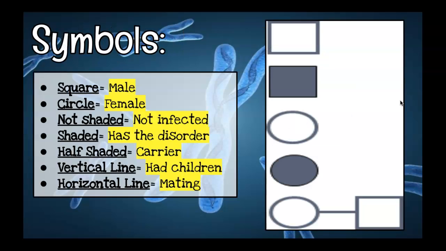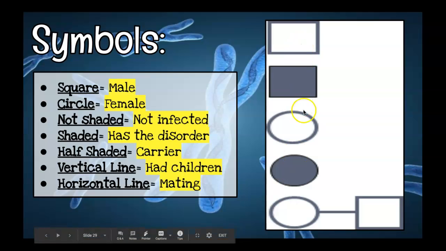So for the symbols, if it's a square, it represents a male. Okay, so a square is the gender of a male. A circle represents a female on the pedigree chart. Now you'll see some are shaded and some aren't shaded. If the shape is not shaded in, like you see here and these two down here, that means they're not infected by the disorder or that they don't carry the trait that you're tracking. If the shape is shaded in, like you see here and here, that means that person has the disorder or has the trait that you're tracking.